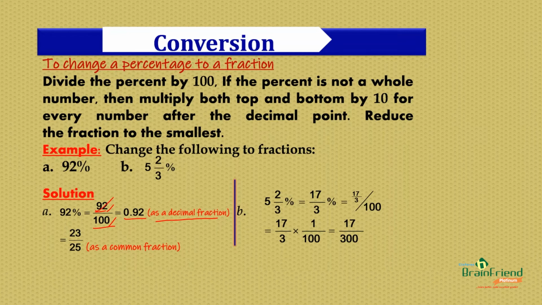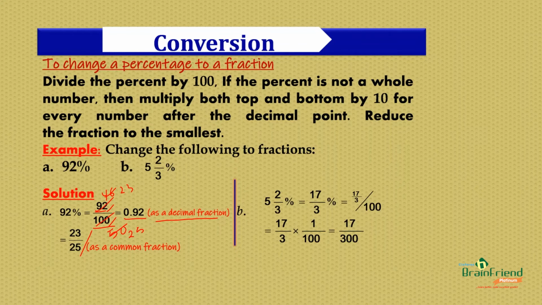2 into 92 gives us 46. And 2 into 100 gives us 50. 2 into 46 gives us 23. 2 into 50 gives us 25. So that is the limit, or that is the lowest point we can get to. So our common fraction to represent 92% is 23 over 25.